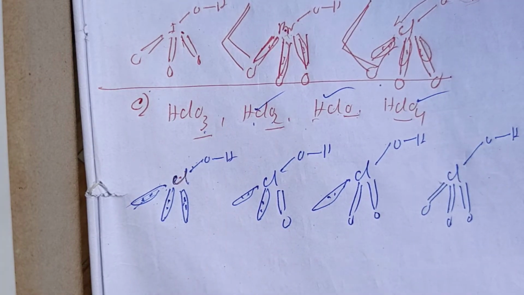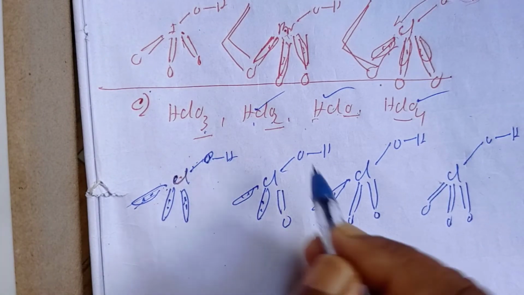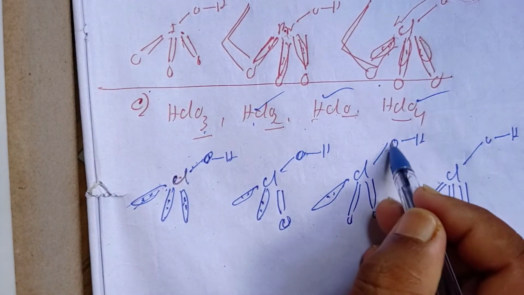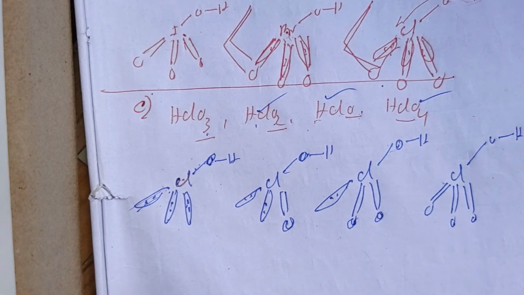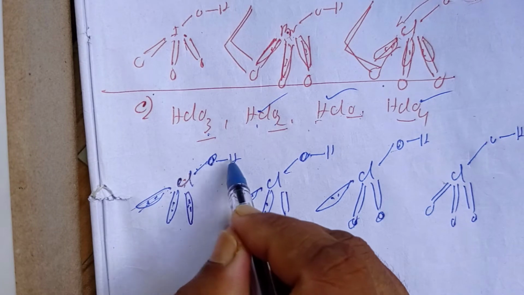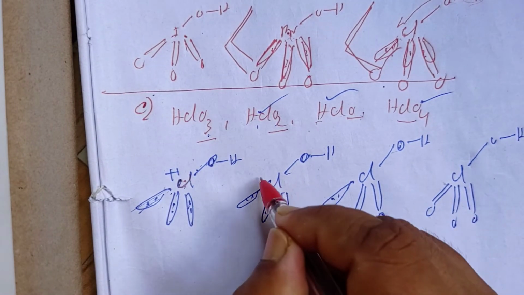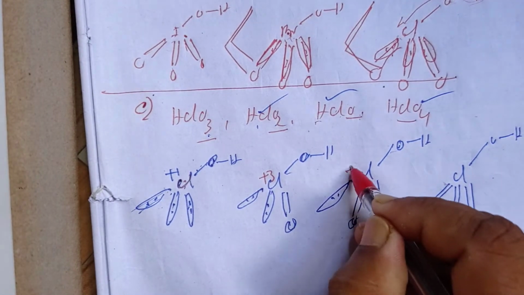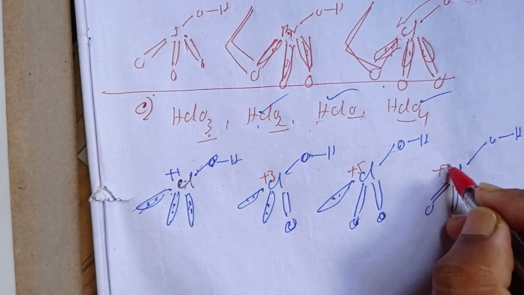Now see, here only one oxygen, here two oxygens, here three oxygens, here four oxygens. If we find the oxidation state, this one is +1, here +3, here +5, and here +7.